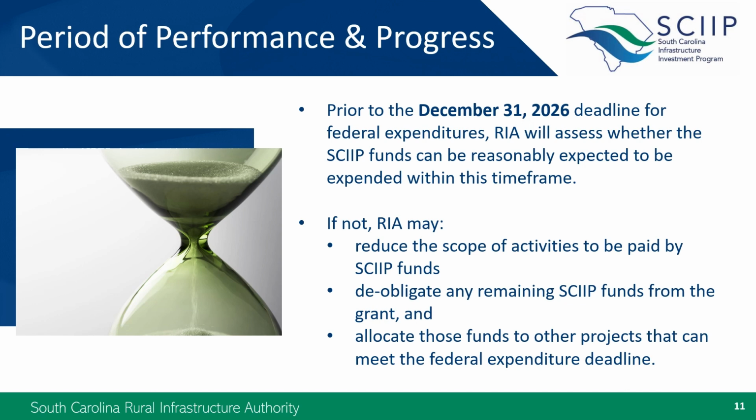If a project is not deemed to be substantially underway within a reasonable time frame, RIA reserves the right to reduce the scope of work or rescind or deobligate any remaining SCIIP awards so that the funds can be redirected to other projects that can be implemented in a timely manner.